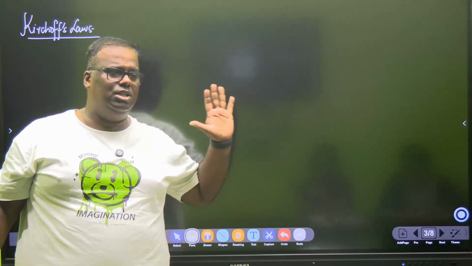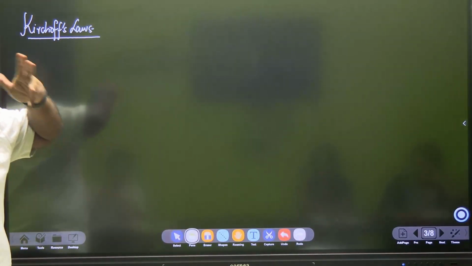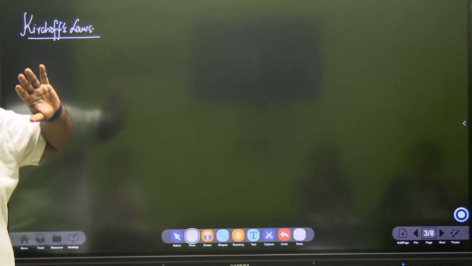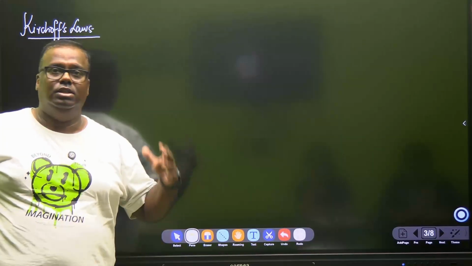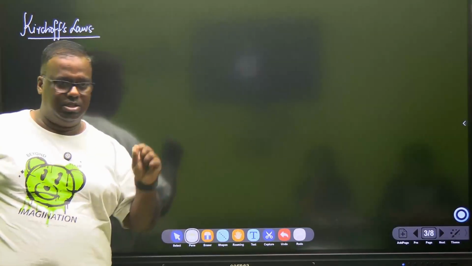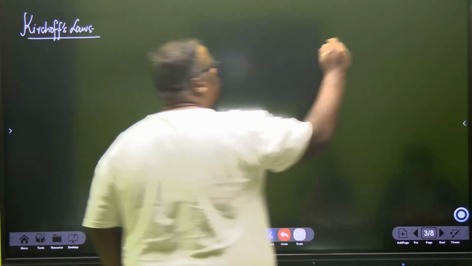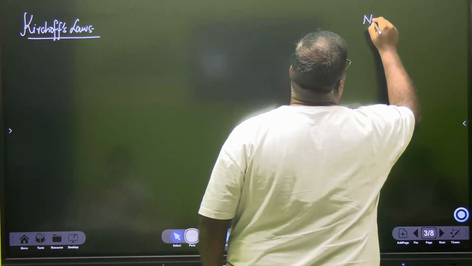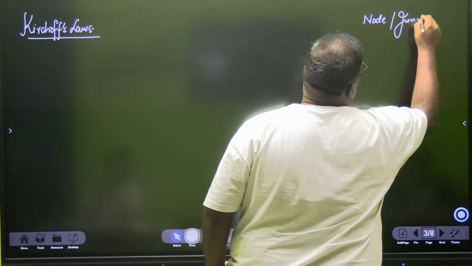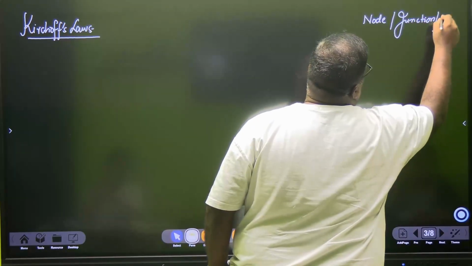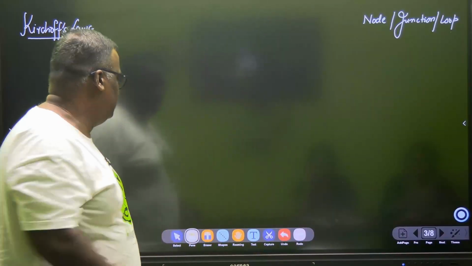These are the first networking laws which help you understand how to calculate current and voltages, or how to calculate current and EMF, what is the potential drop in a circuit. So these laws are used to solve complex circuits. Before understanding Kirchhoff's laws, let's understand three concepts: node versus junction, and loop.